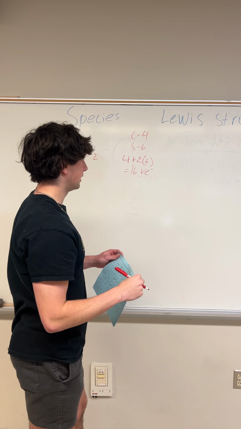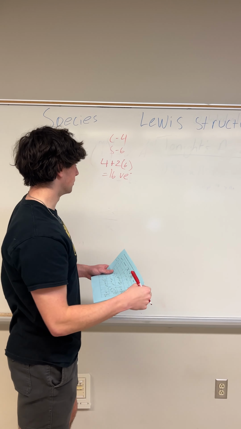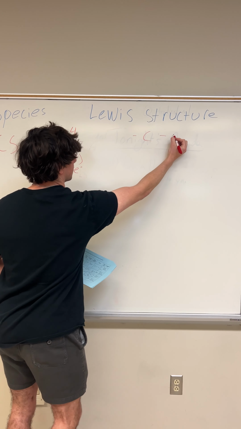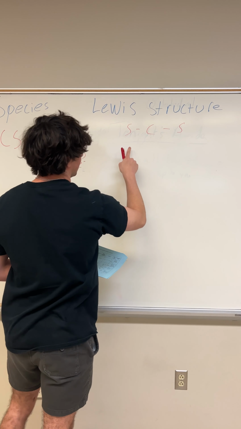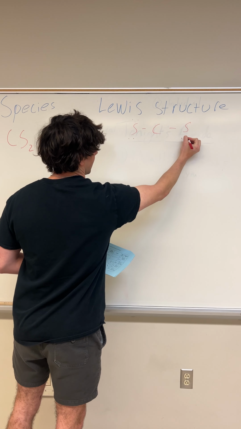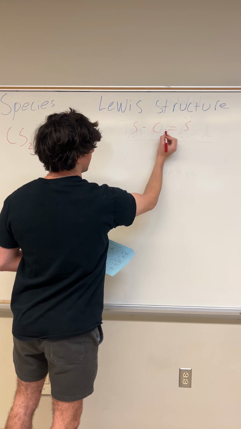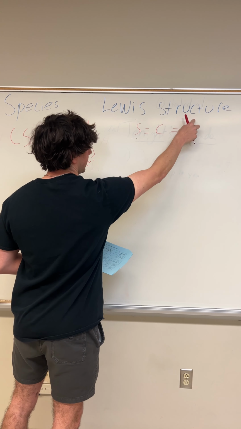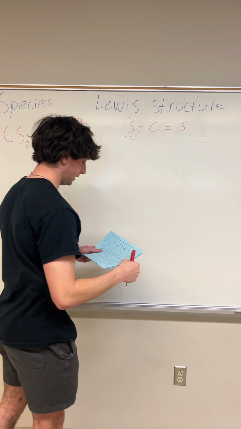Then the one that is further from fluorine on the periodic table is going to go in the center. So you have carbon in the center, and on either side of it you're going to have sulfur. And you have 16 valence electrons to share throughout it. So you just start putting them on there, and you'll realize that you need to have a double bond on either side of it. And if you add it up, 2, 4, 6, 8, 2, 4, 6, 8, that is 16 valence electrons.